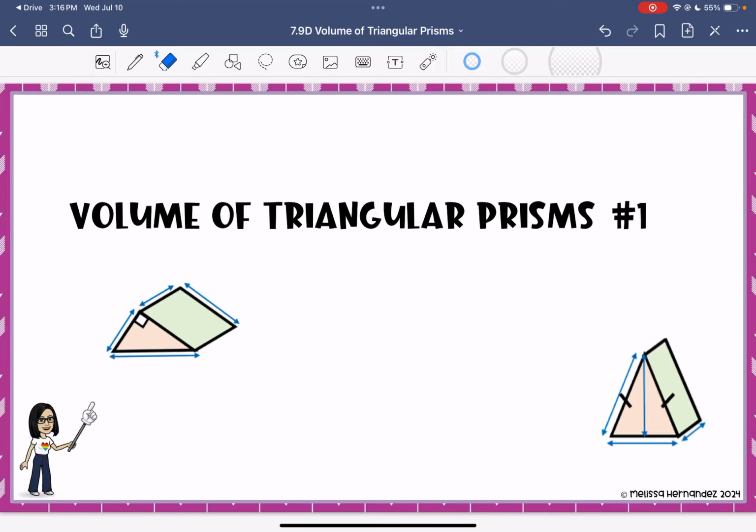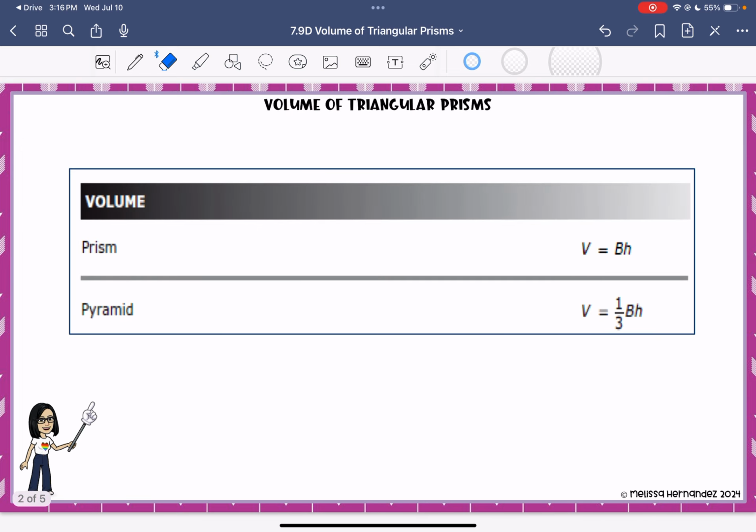In this video, we're going to practice problems involving volume of triangular prisms. All right, let's refresh our memory on the formula for volume of a prism. Its volume is equal to area of the base times height.